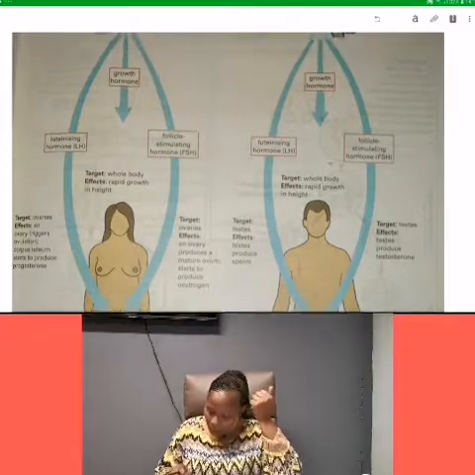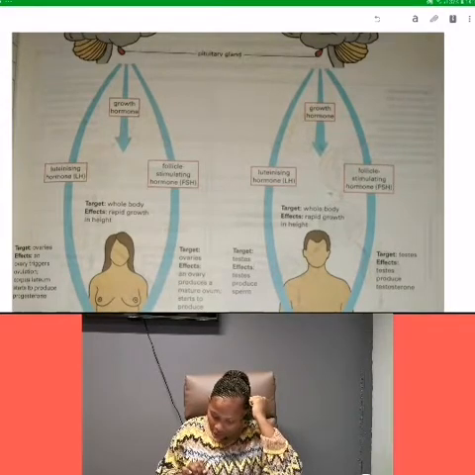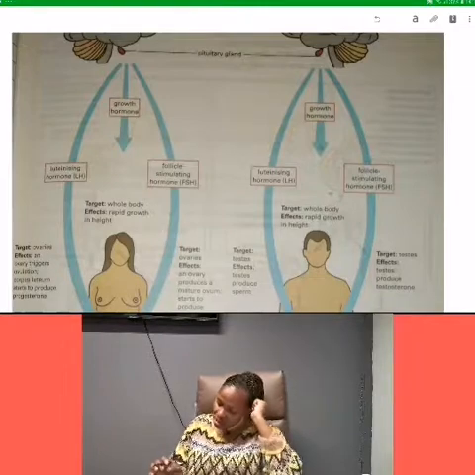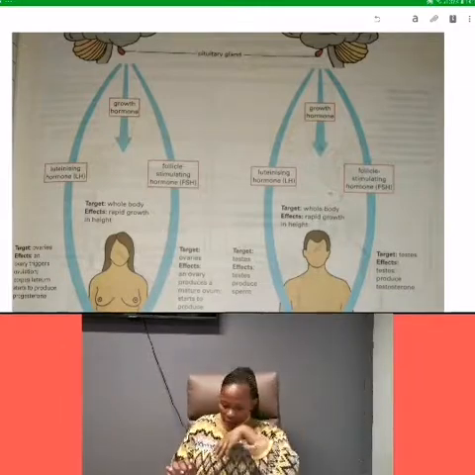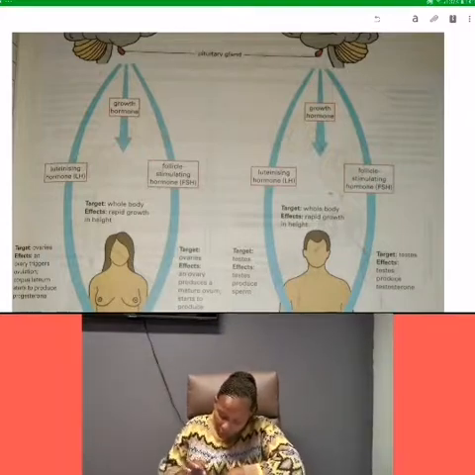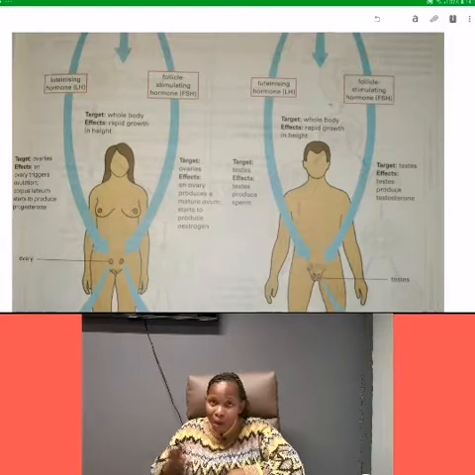And then in both male and female, we have luteinizing hormone and follicle stimulating hormone, abbreviated LH and FSH. Now in females, what does LH do? It targets the ovaries.